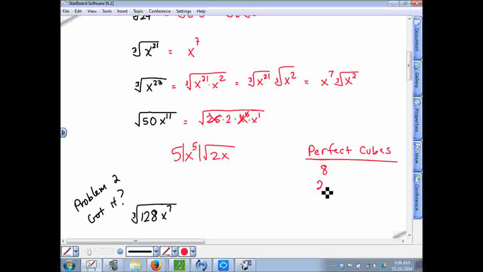27 was a perfect cube, because that's 3 times 3 times 3. 64 was a perfect cube. 125 was a perfect cube. 216 is a perfect cube. Do any of those numbers divide into 128? 64 looks like it might.